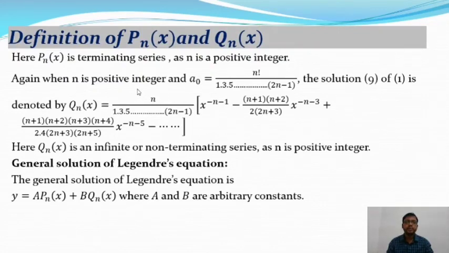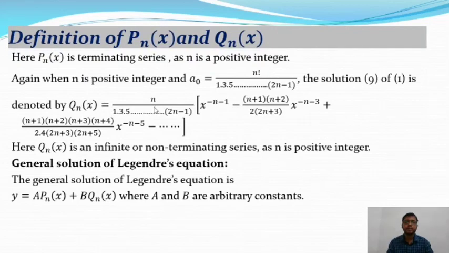Again, when n is a positive integer and a0 is equal to n factorial by 1 into 3 into 5 and up to 2n minus 1, the solution 9 of equation 1 is denoted by Qn of x. After putting the value of this a0 we get it from equation 9, which is another solution of the Legendre equation 1 when we put k is equal to minus of n plus 1.